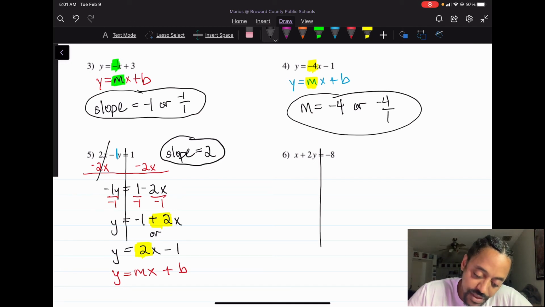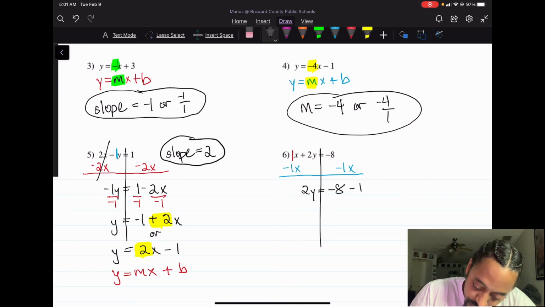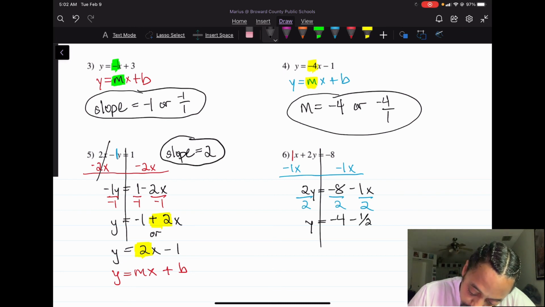So once again, for number 6, let's go ahead and add the coefficient of 1 for the positive x. And now we want to move that x term by subtracting it because it's positive. And when we do that, we end up with 2y equals negative 8 minus 1x. And then our last step is to divide everybody by positive 2. When we're finished with that, we get y equals, now, negative 8 divided by 2 is negative 4. Negative 1 divided by 2 is negative 1/2, and then we keep the x.